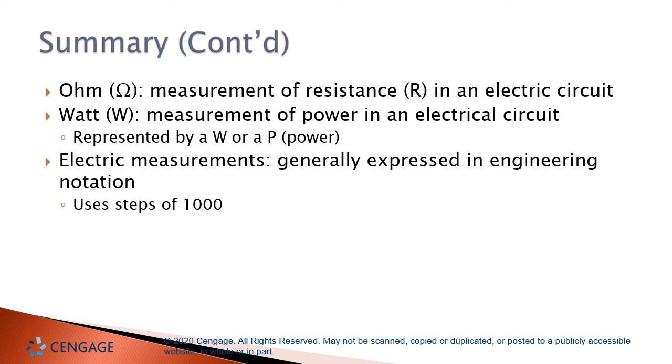Generally, for our electrical measurements, we're going to use SI or metric prefixes, and we're going to be using engineering notation. So it's going to be steps of 1,000. 1,000 being kilo, a million being mega, a billion being giga, etc. Going the other direction, milli, micro, nano. Again, always steps of 1,000, or think of it as times 10 to the 3. 10 to the 3, 10 to the 6, 10 to the 9, 10 to the minus 3, 10 to the minus 6, 10 to the minus 9. A little bit different than scientific notation.